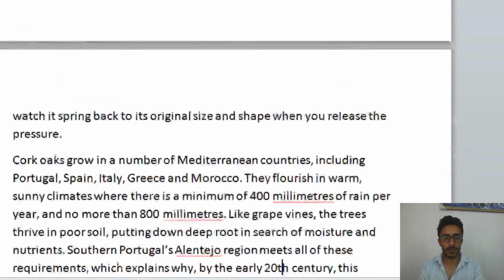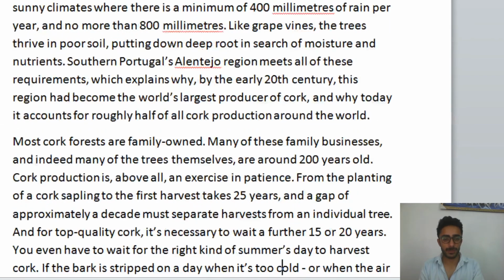So we are going to first find the 25 years here. It's really an easy task, even like child's play. We got the 25 years. But if I move to the location, I would start reading from here. Cork production, an exercise in patience. It is a kind of patience you need. From planting of a cork sapling, meaning when you plant a small tree, the first harvest takes 25 years.